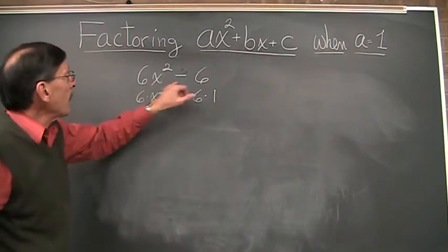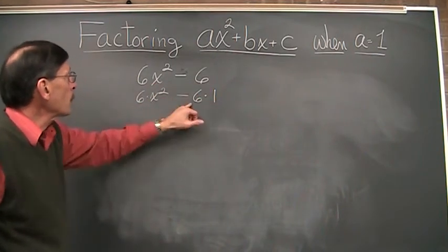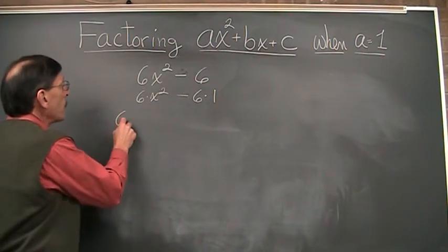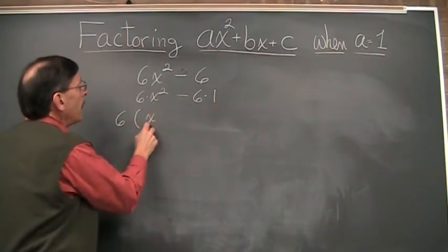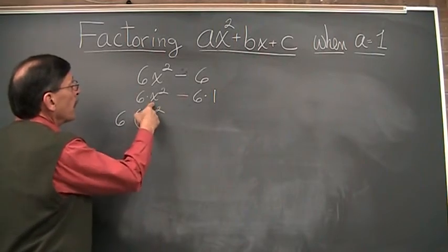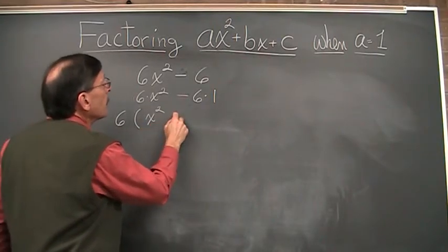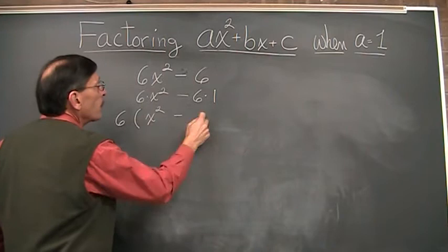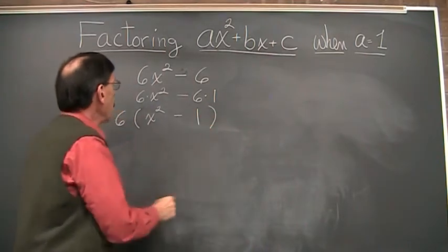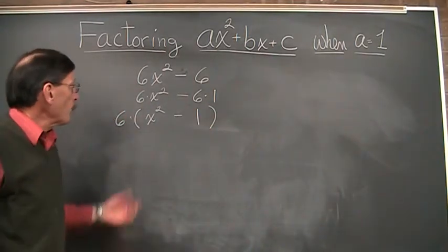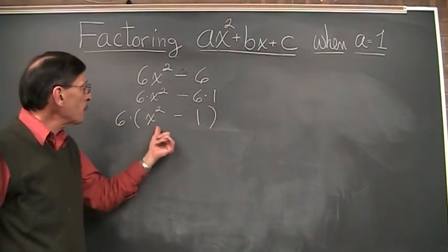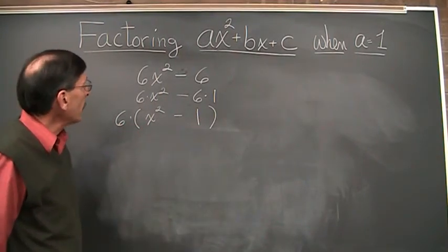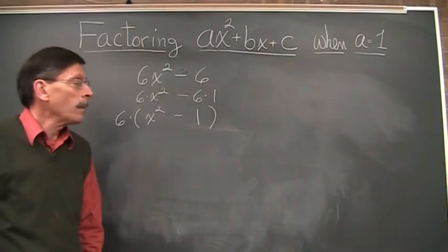So there's a common factor of 6 in each one of these terms. I'm going to factor out that common factor 6, and I'm left with x squared in the first term minus, when I take the 6 away, I'm left with a 1. So my greatest common factor is 6, and I'm left with this quadratic in parentheses.